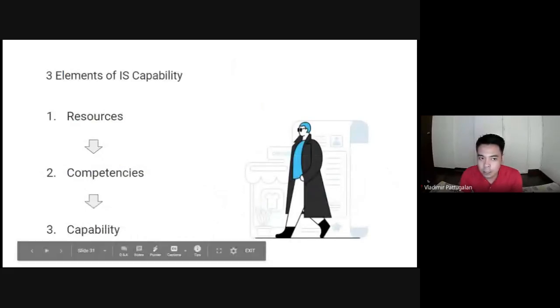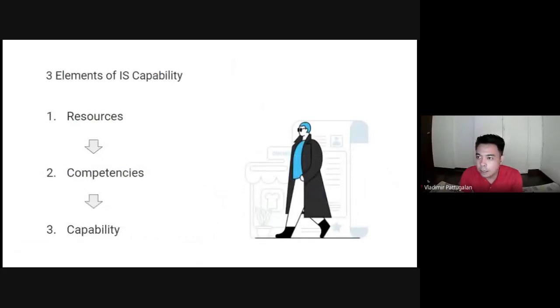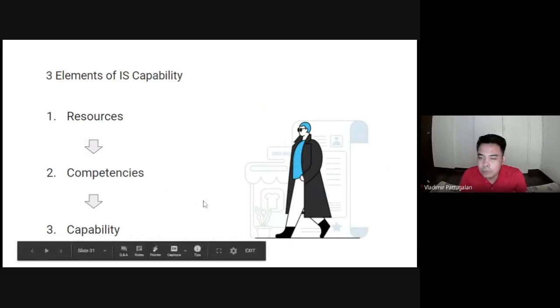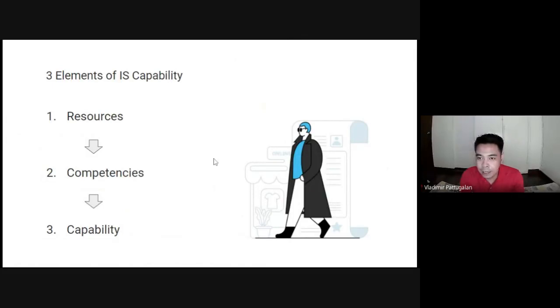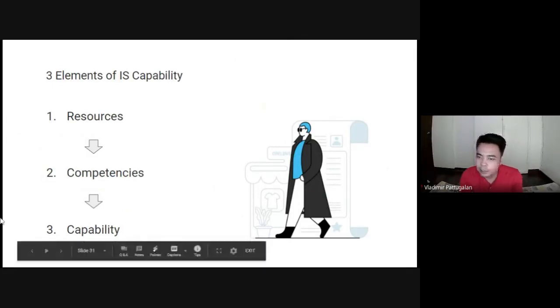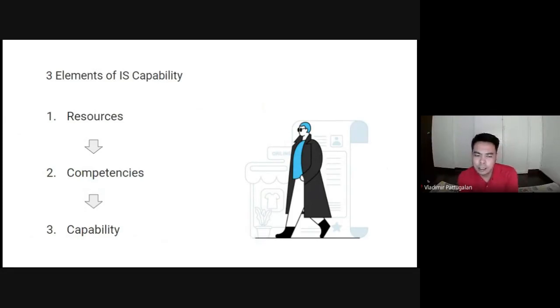Okay, so how do we manage the pros, the cons, and the human factors of it? So the readings give us three main elements in order to manage these information systems. So we would call it the three elements of IS capability.